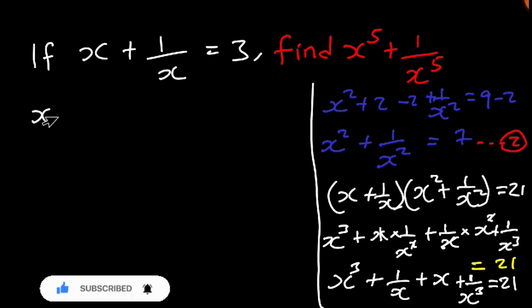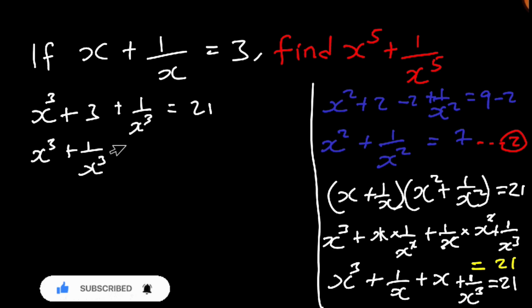So we have x cubed plus, now we have 1 over x plus x. Notice that this 1 over x plus x is the same thing as x plus 1 over x, which is equal to 3. So I'm going to replace this with 3. We have 3 here, then plus 1 over x cubed equals 21. So we have x cubed plus 1 over x cubed equals 21 minus 3, which is 18. Now let's call this our equation 3.